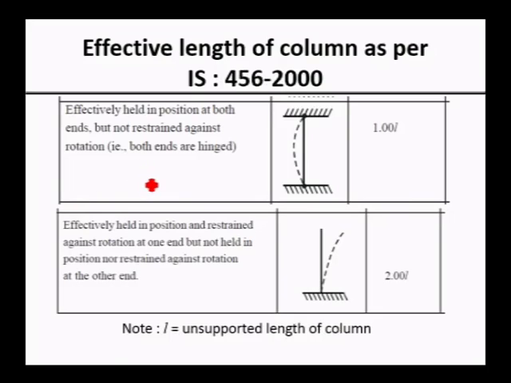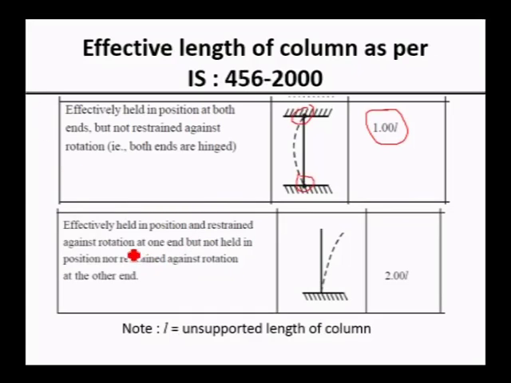And third condition is effectively held in position at both ends, but not restrained against the rotation. Here you can see both ends are hinged. Both ends will allow the rotation. This type of condition, if you want to calculate the effective length, will be equal to the unsupported length, because both ends are hinged. The complete column will bend. It will buckle, the complete column will buckle, therefore the complete part of the column will act in the buckling. That is why the unsupported length will be equal to the effective length.